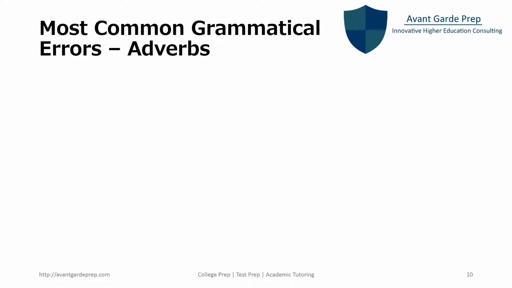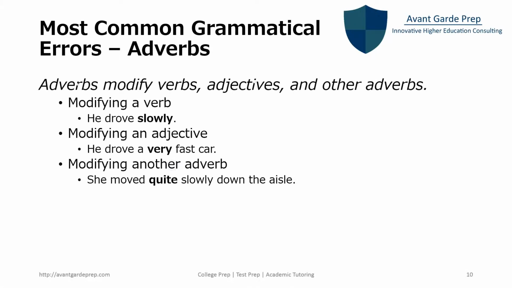Okay, next up we have adverbs, and adverbs are modifiers that modify verbs, adjectives, and other adverbs. Here's an example of an adverb modifying a verb. He drove slowly, describing how he drove. Modifying an adjective, he drove a very fast car.